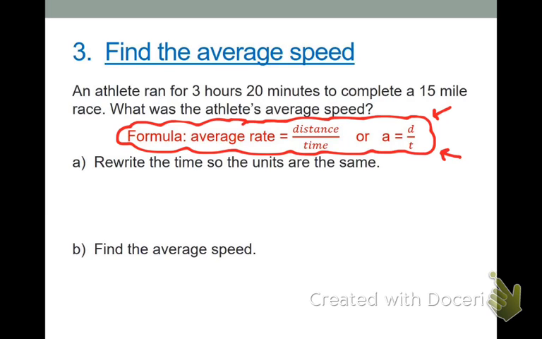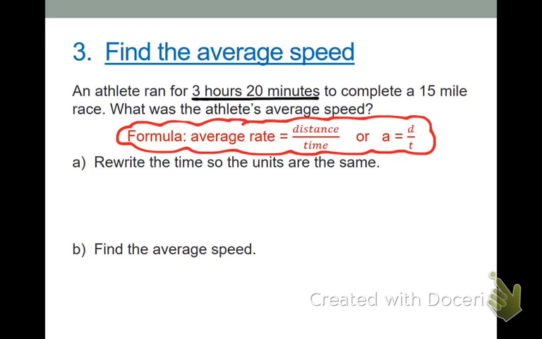But go ahead and read me once again what the formula is for average rate. Distance over time. Okay, distance over time. And what is it when you abbreviate it? A equals D over T. Okay, so let's put that to memory, please. So the first thing it's asking us to do is rewrite the time so the units are the same. I want you guys to underline this for me right here.